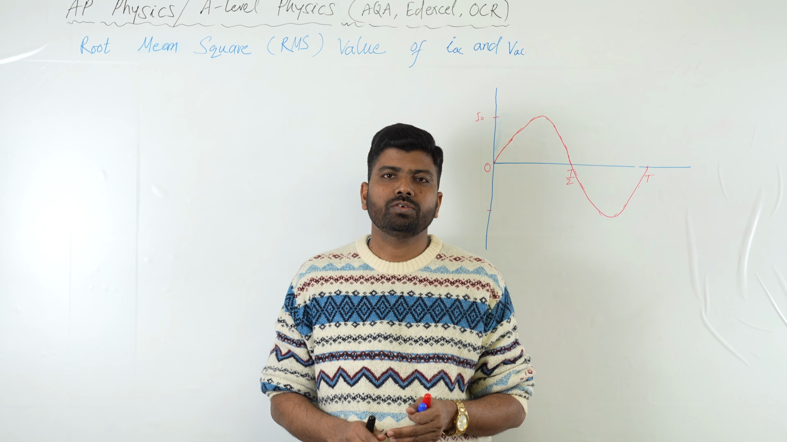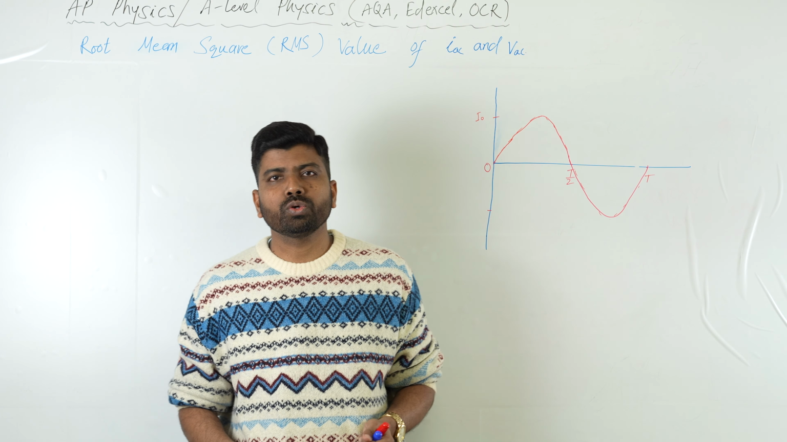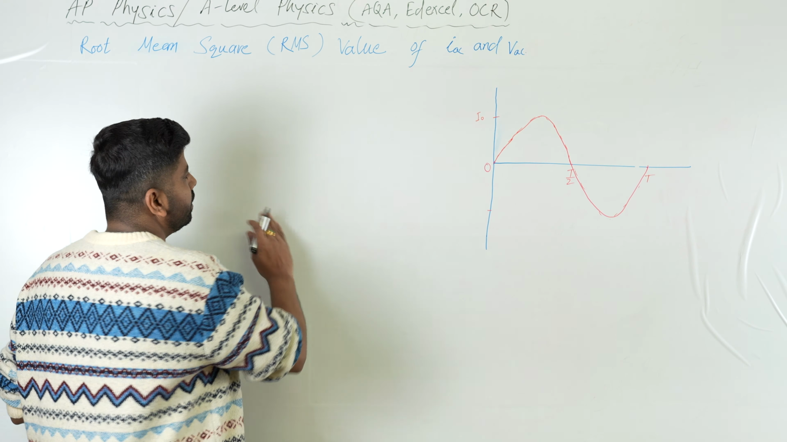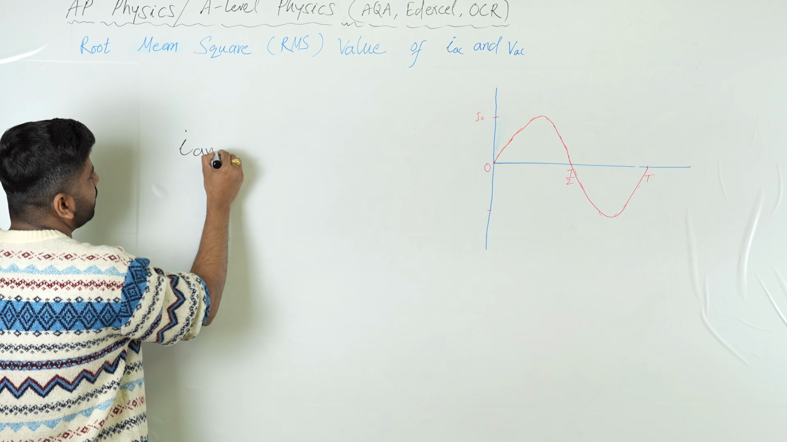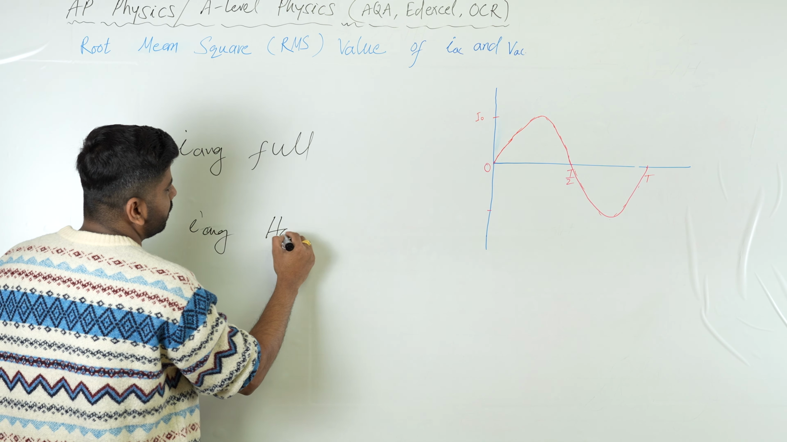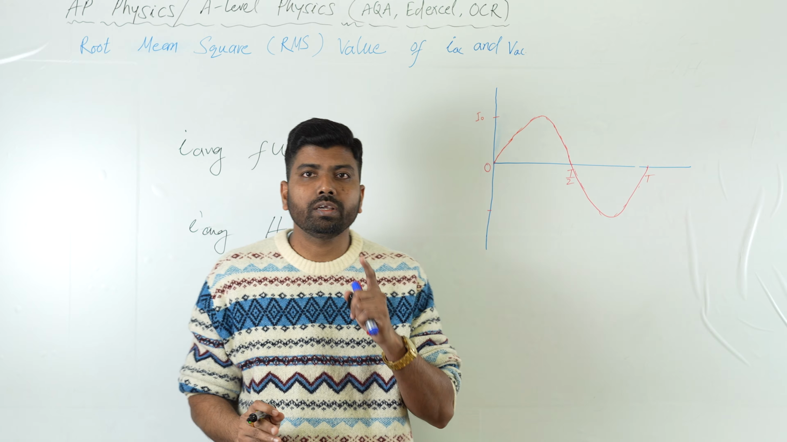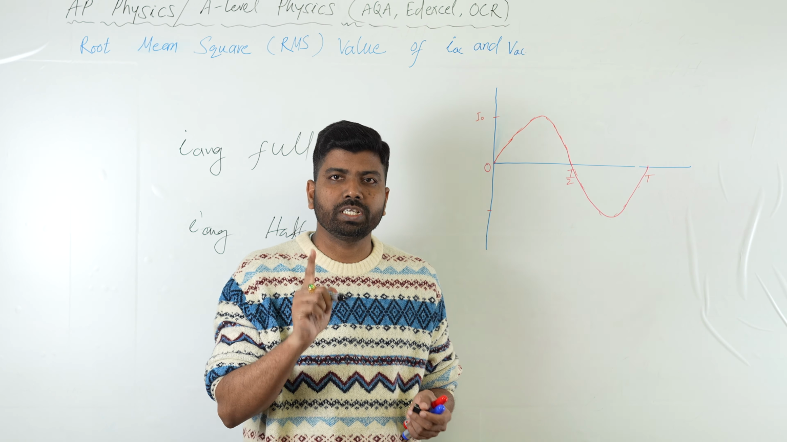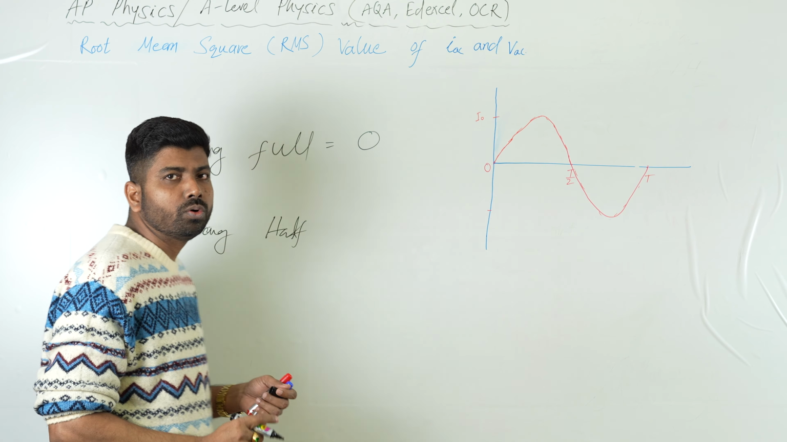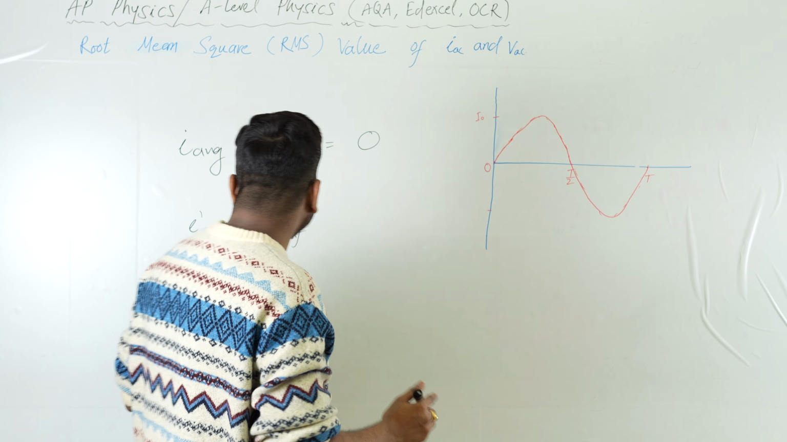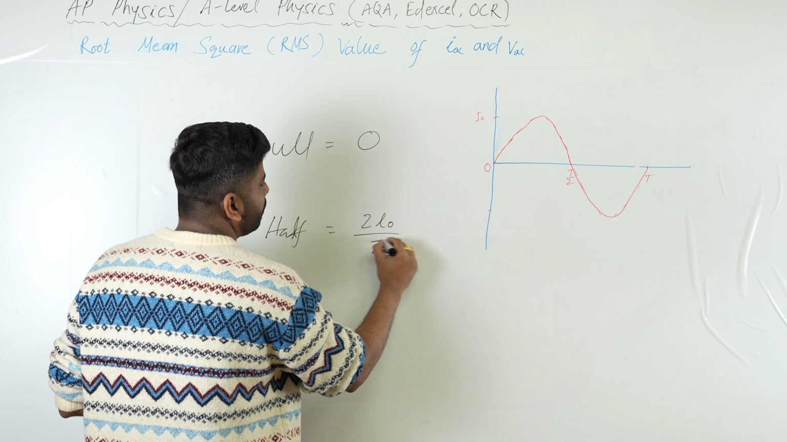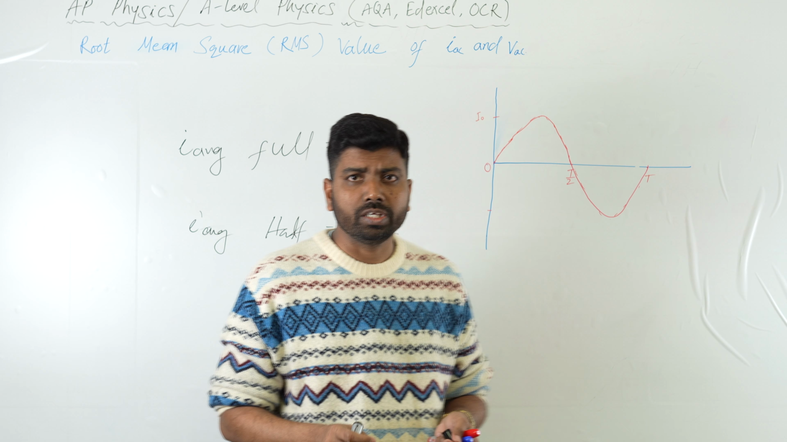We know that alternating current is sinusoidal in nature, right? In our previous lecture, we calculated the average current in a full cycle and the average current in a half cycle, right? So we calculated average current, not the RMS value. The average current in a full cycle is 0, whereas the average current in a half cycle is 2I0 upon pi, and its value you already know.